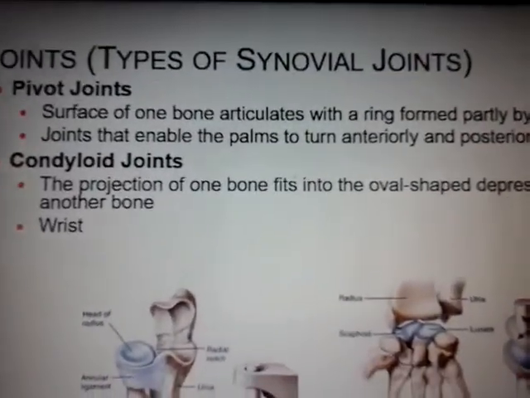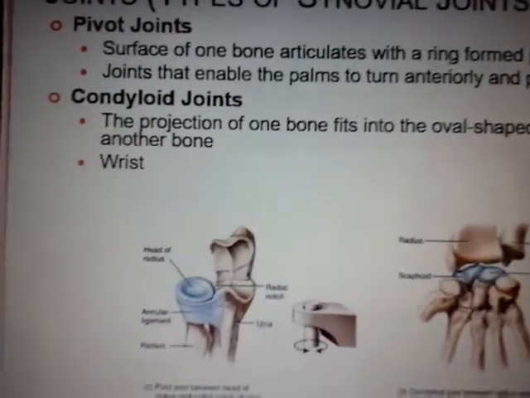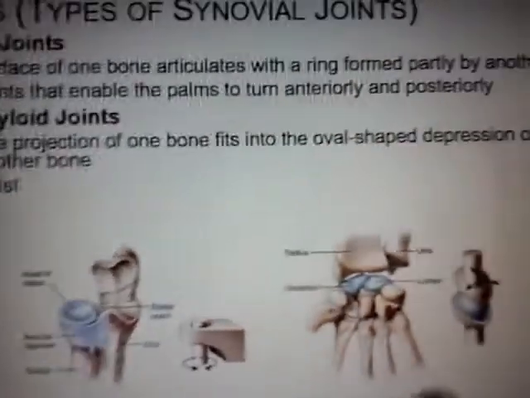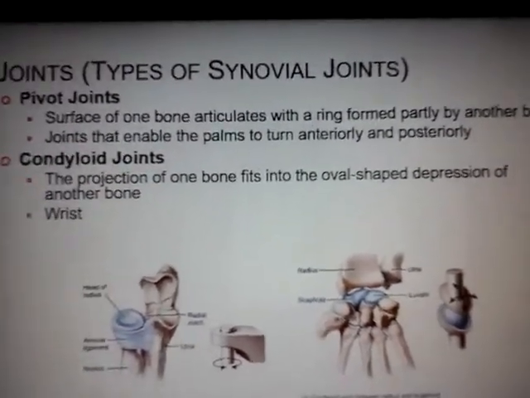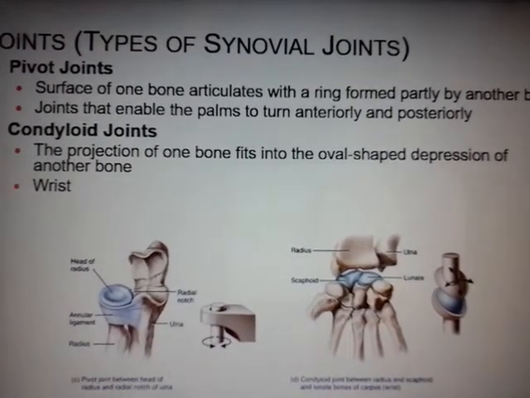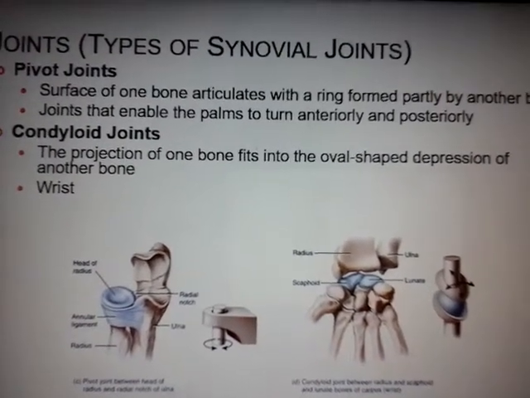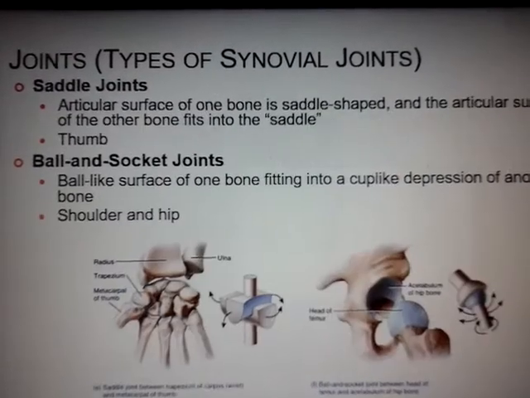And then we have condyloid joints. Remember, condyles are the flat areas. Well, all these things are condyles, but condyles get their name from your ankles and your wrist. Condyloid joints, the projection of one bone fits into the oval depression of another bone. So your wrist bones, your ankle bones, these also fall into the category of a condyloid joint.